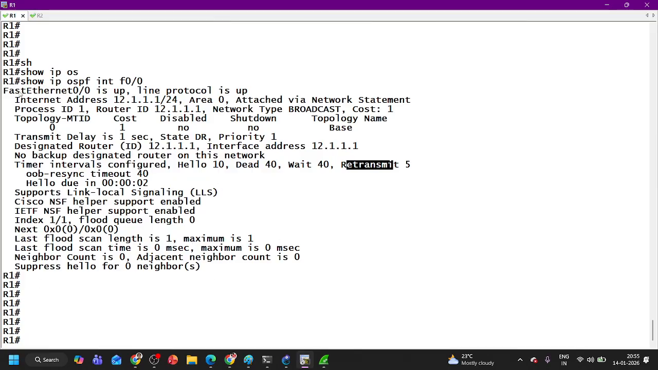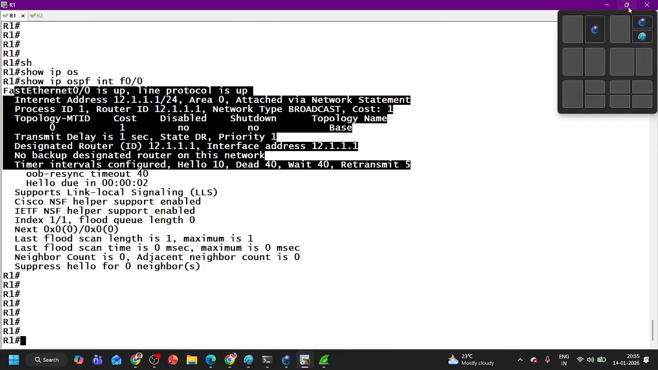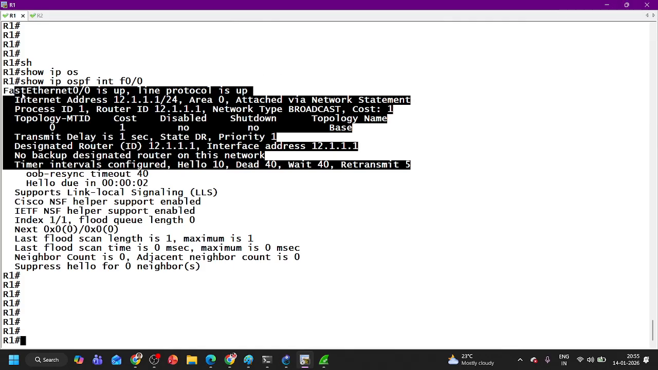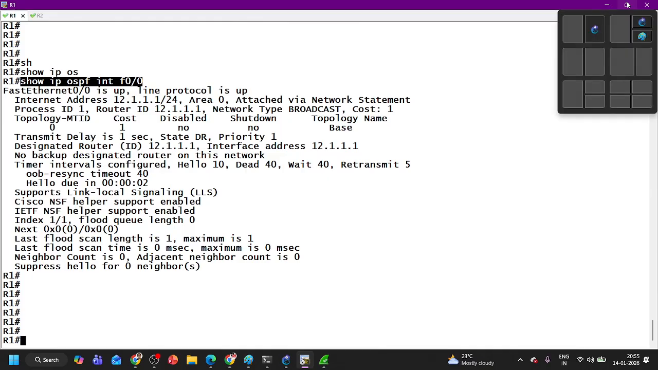So these are important troubleshooting components. Whenever you will be troubleshooting issues, you can use this command. Many times, even in our class, we are going to use this command for troubleshooting, to check the network type. If the network type does not match, then OSPF neighborship will not come up.